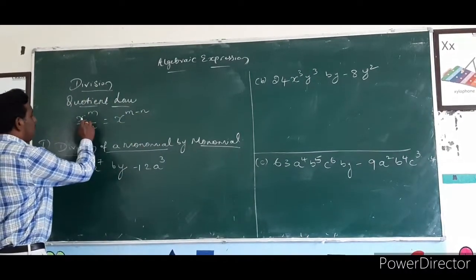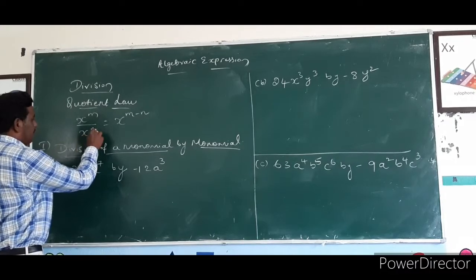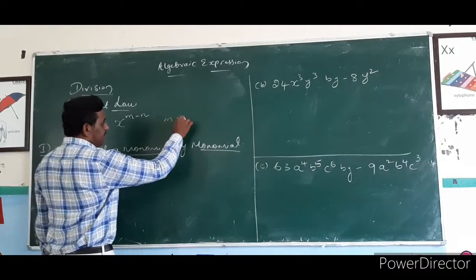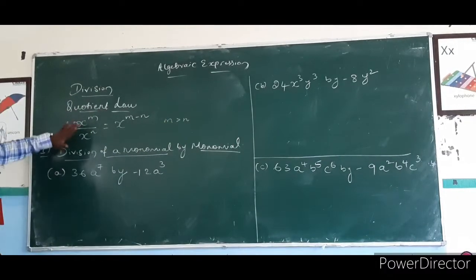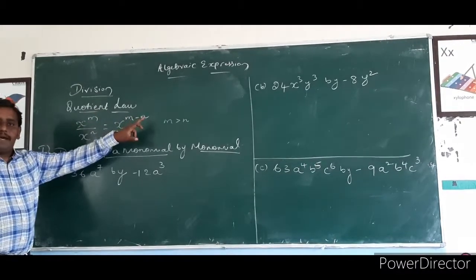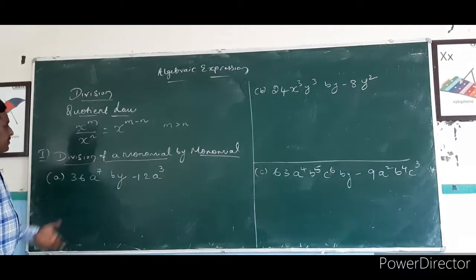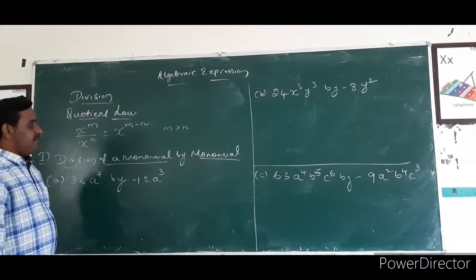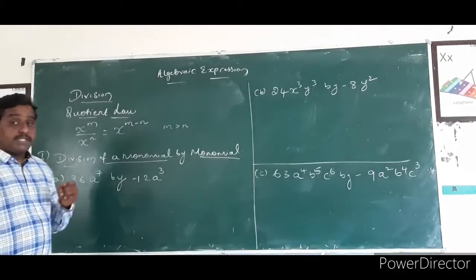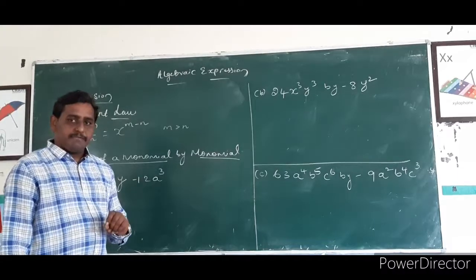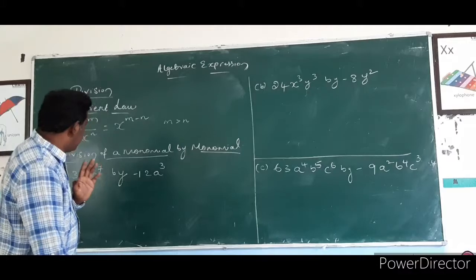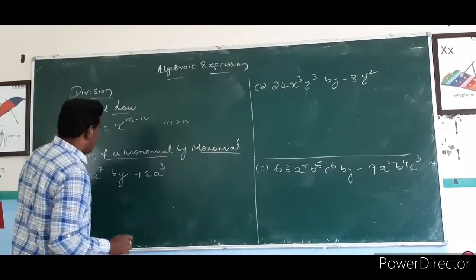What is meant by the quotient law? x to the power of m divided by x to the power of n is equal to x to the power of m minus n, when m is greater than n. So if the bases are the same, the power goes up by m minus n. By using this law we are going to simplify the first part, division of monomial by monomial. What is meant by monomial? An algebraic expression that contains only one term is called a monomial. So here, monomial by monomial.